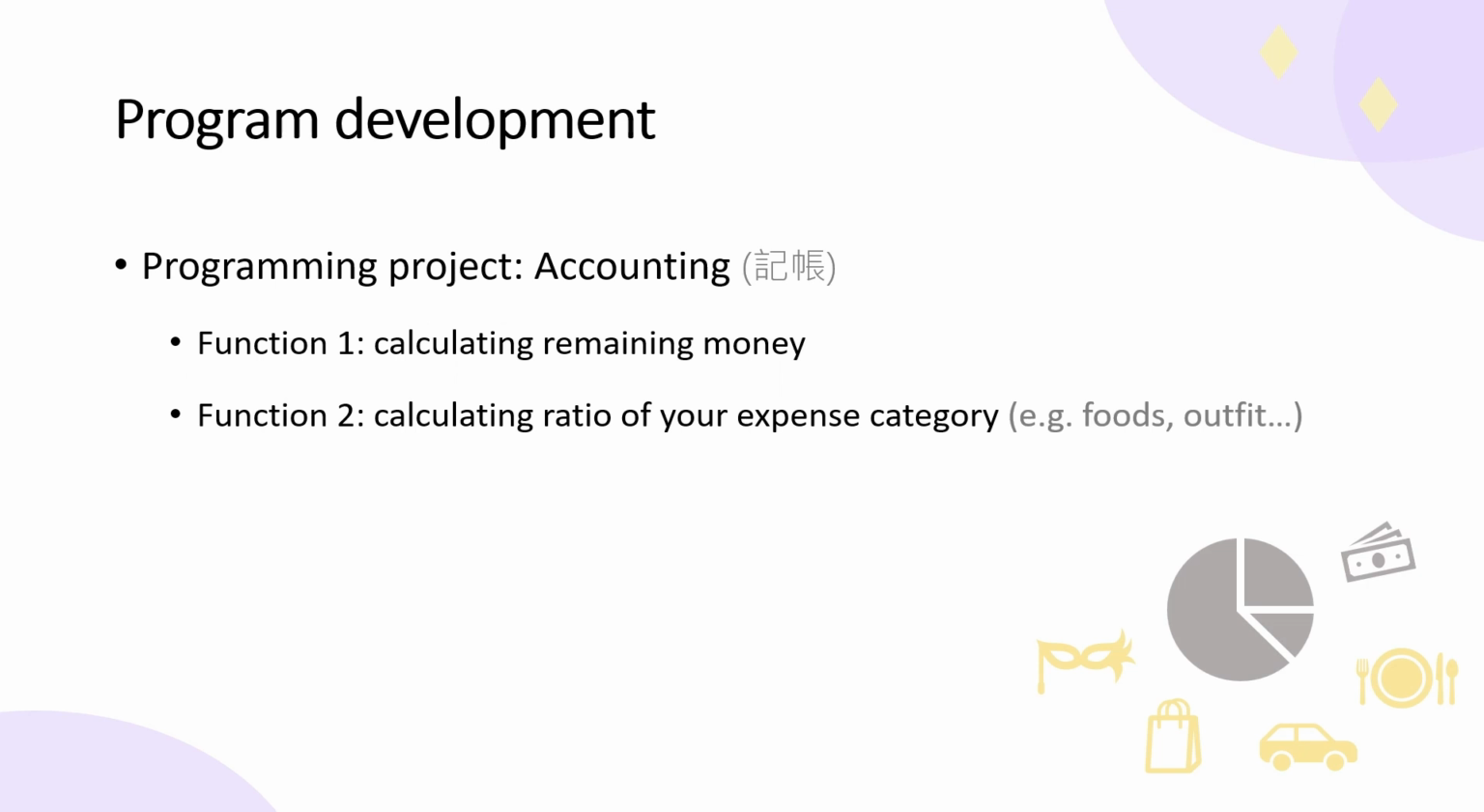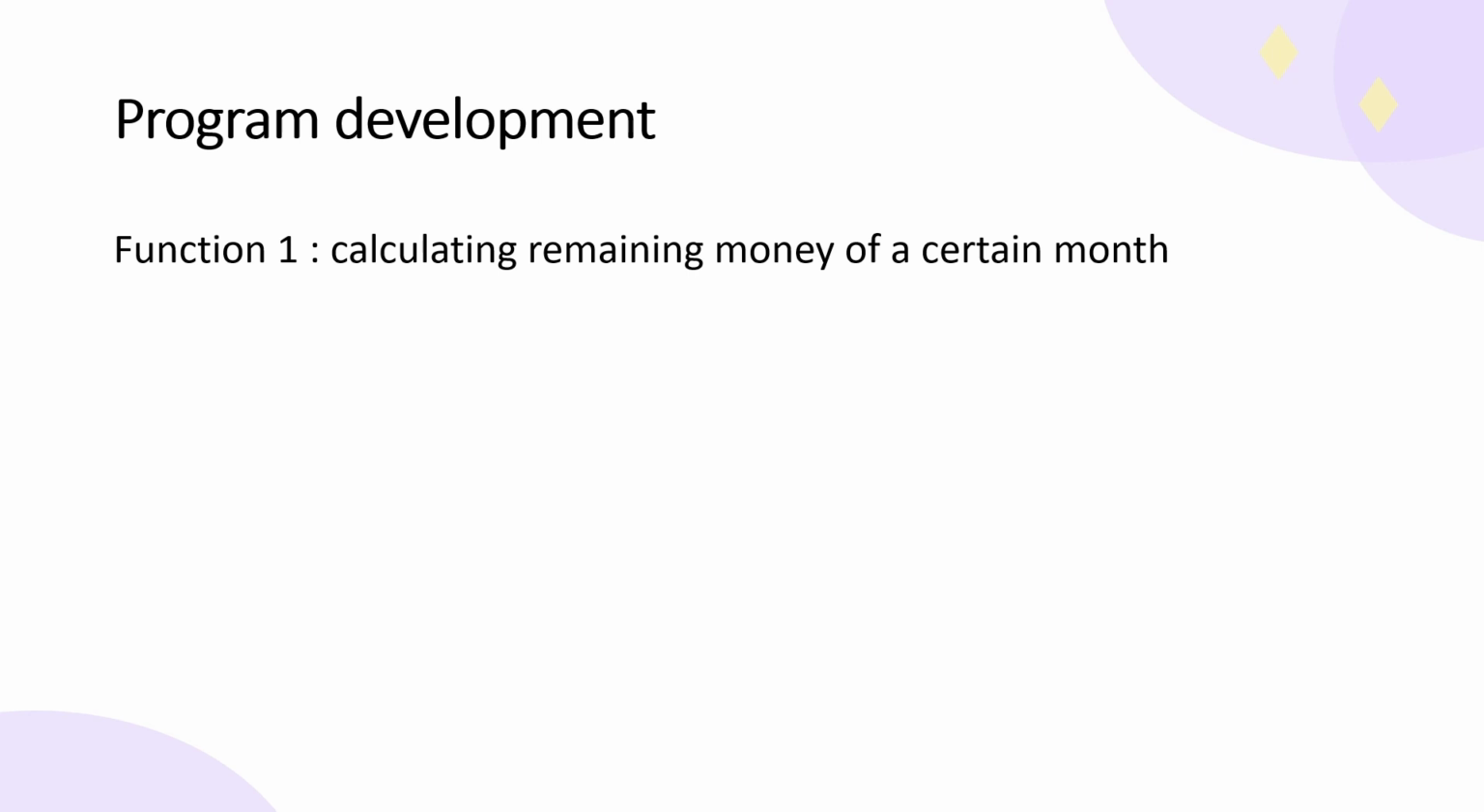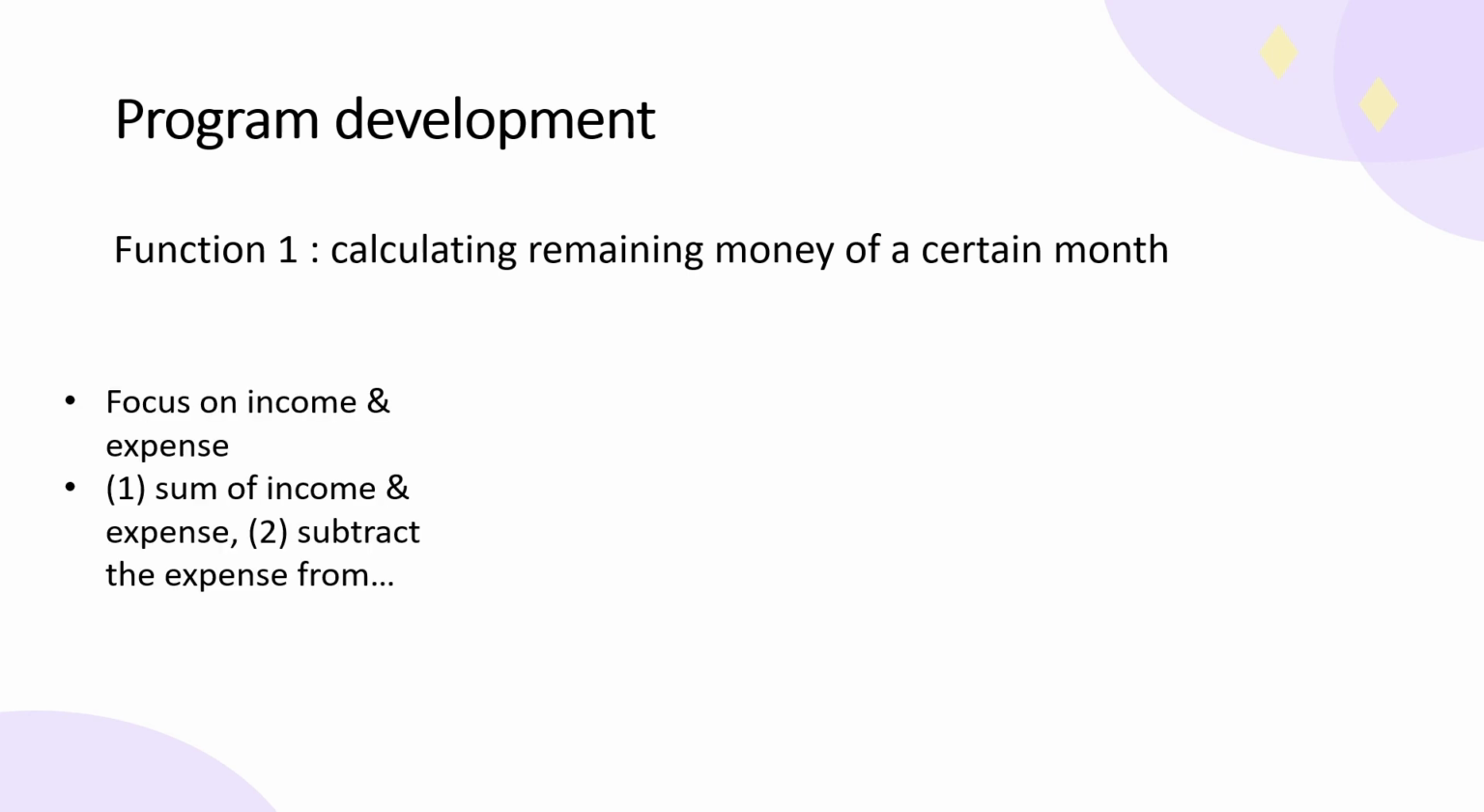You want to write a program which can account, track your expense or income. And you want some functions, such as calculating your remaining money and the ratio of your spendings. When you are designing the function of calculating remaining money of a certain month, you may think, I might just focus on the income and expense of a month. Then, if I want to calculate the remaining money, I need to know the sum of the income and expense. Then, subtract the expense from income. These steps are called analysis.